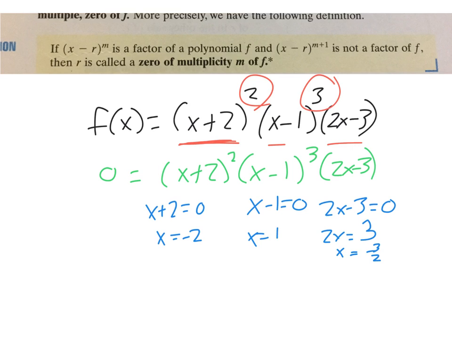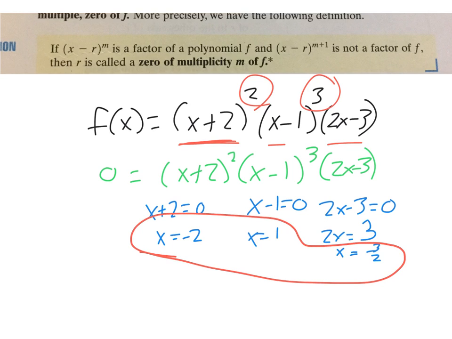Is everybody good to this point? This shouldn't be anything new yet. This is where we're fixing to add the new thing. Okay? So if I ask you for the x-intercepts, this would be your answer. -2, 1, and 3/2. And then I'm going to also ask you for their multiplicity, which is how many times that intercept occurs. So, how many times does the x-intercept -2 occur?